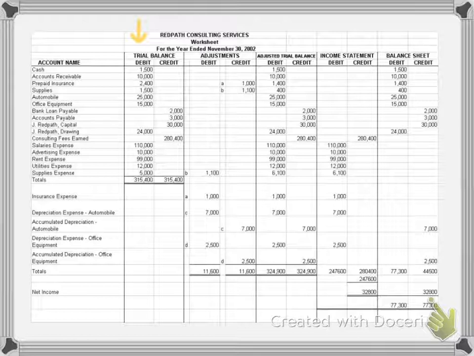If we look at the difference on the balance sheet columns, lo and behold, we have exactly the same difference of $32,800. And that net income will eventually get updated to the company's, in this case, capital account, right? This is a sole proprietor where they have a capital account and a drawing account. If it was a corporation, it would go to retained earnings. And so this is what a finished worksheet looks like. Hopefully this gives you a good sense of how to proceed for the worksheet assignment.